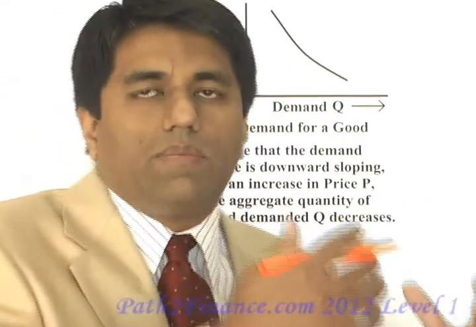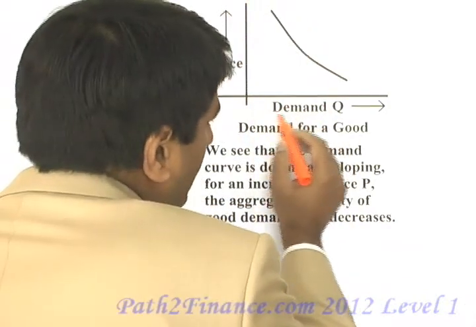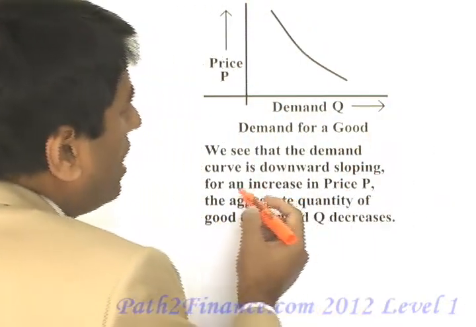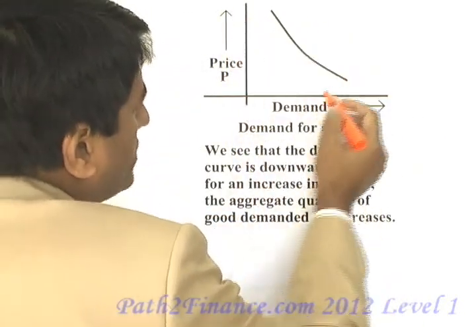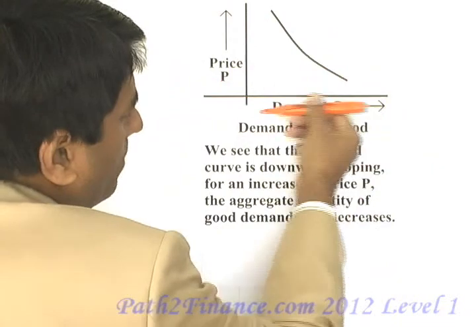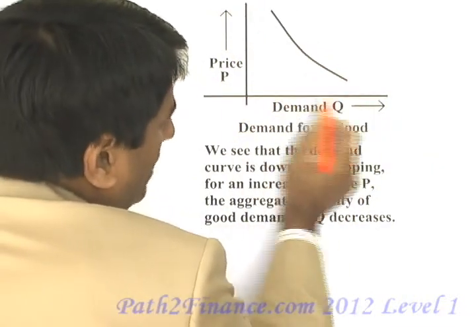So here's the typical demand curve. Price is plotted on the y-axis and demand along the x-axis. What you see here is that as price increases, the demand falls. Whereas if price decreases, the amount demanded increases.